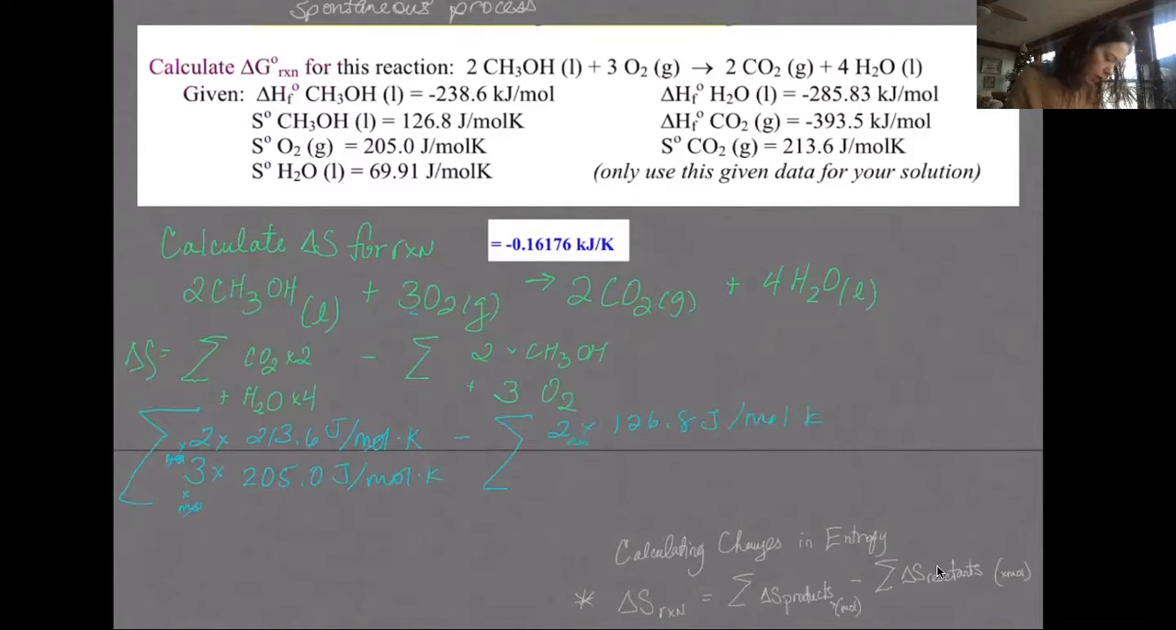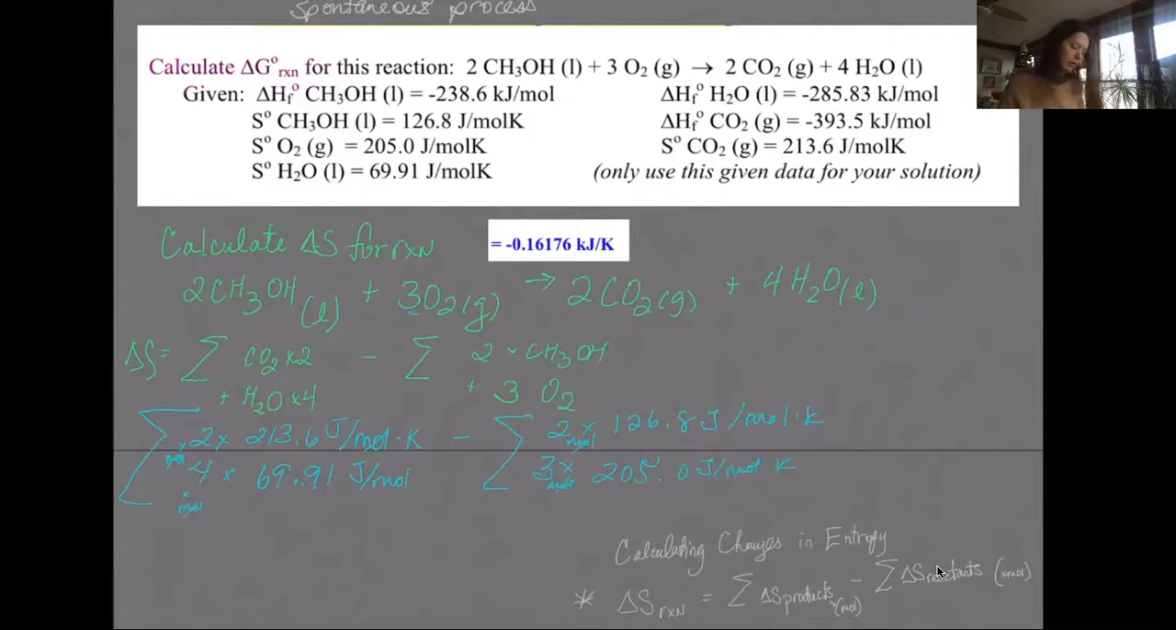Once again, this is your moles. And 3 times the oxygen. Uh-oh. Did I already use oxygen and make a mistake? 205, I sure did. I bet y'all caught it. This should be 4 waters here. I do it on purpose. I'm just keeping y'all on your toes. 69.91. It's a low entropy, isn't it? And the 3 over here is the oxygen, and that is my 205.0 joules per mole Kelvin times 3 moles, right?